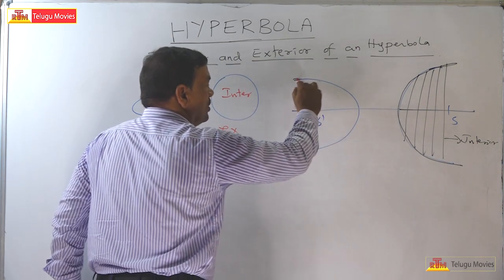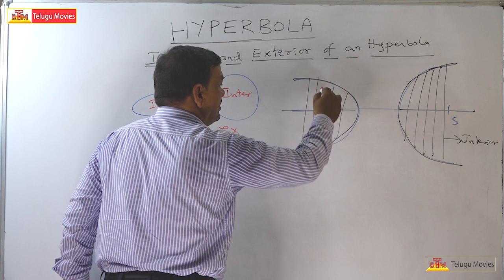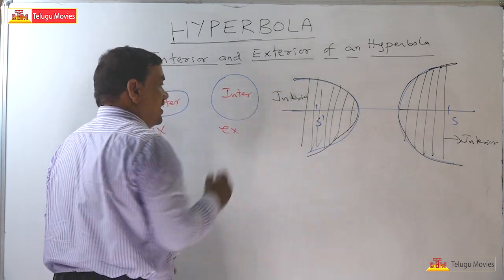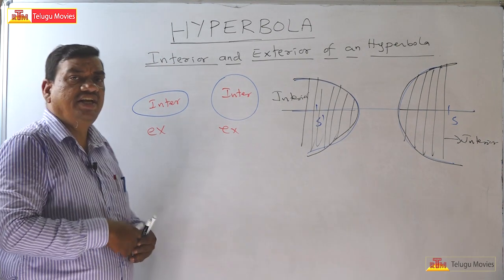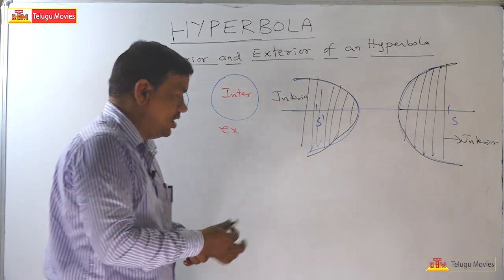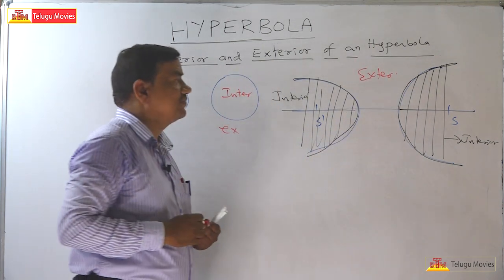So here also it is a curve and it is a line. So this is the interior of the curve. If this is the interior, the remaining part is exterior. That means outside is exterior. This is one of the definitions.